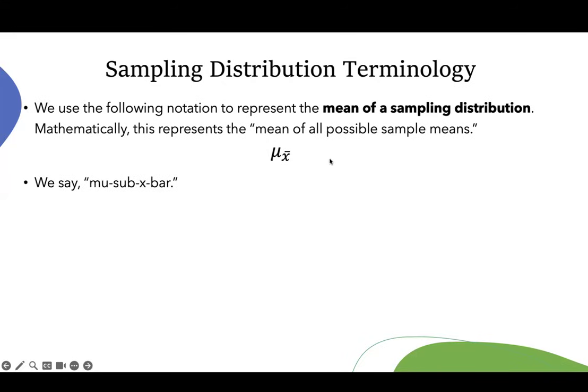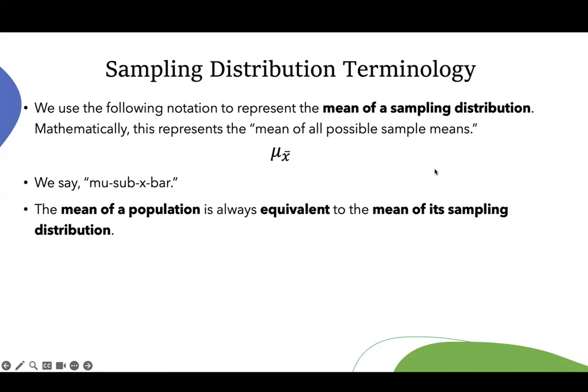And the relationship, mu sub x bar, for the subscript x bar, the relationship is that the mean of a population is always equivalent to the mean of its sampling distribution. We have this relationship no matter what. So, we saw it with a population of size 5, but it is also true with a population of size 5,000 or 5 million. The mean of a sampling distribution is always the same as the mean of its population.